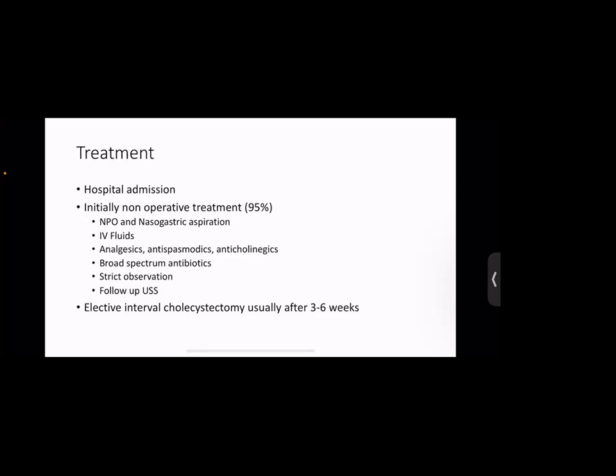The patient is strictly observed: input, output, the vital signs, pulse rate, blood pressure. Then follow-up ultrasound scans after the first 24 hours. An ultrasound scan is followed up to know if there is spontaneous resolution or worsening of pericystic fluid. An elective interval cholecystectomy is usually done after 3 to 6 weeks.